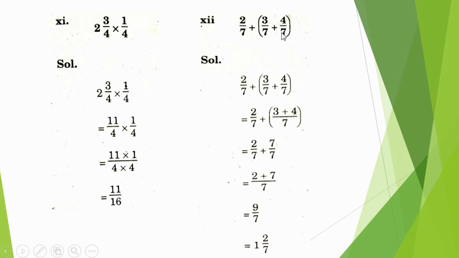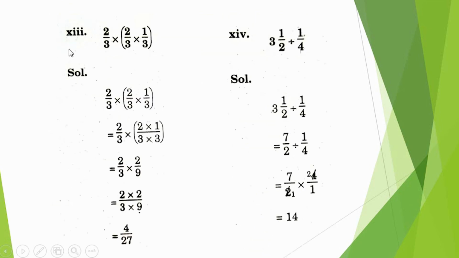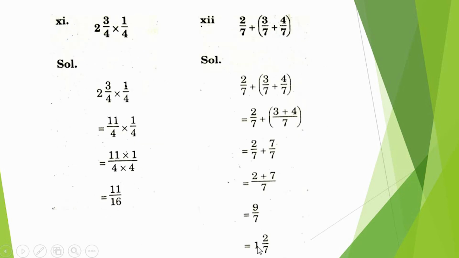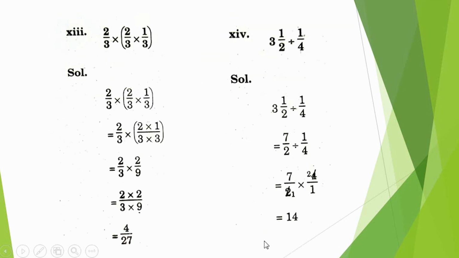Question number 12, 2 over 7 plus 3 over 7 plus 4 over 7. First of all, we solve the round bracket. 3 over 7 plus 4 over 7. When we add these values, 7 comes denominator, 3 plus 4, answer comes 7. Now we take the LCM of these, denominator will be 7. When we add 2 plus 7, answer will be 9. Now we divide 9 by 7, answer will be 1 and 2 over 7.